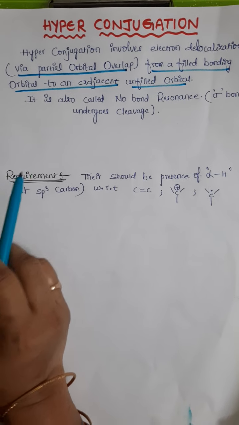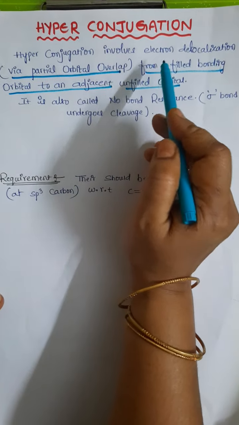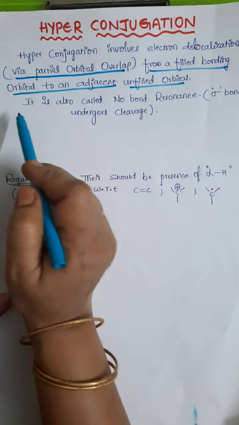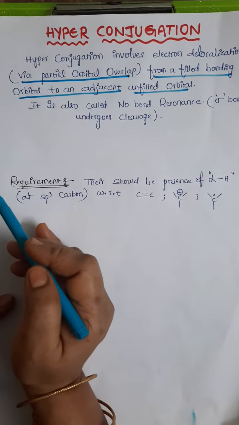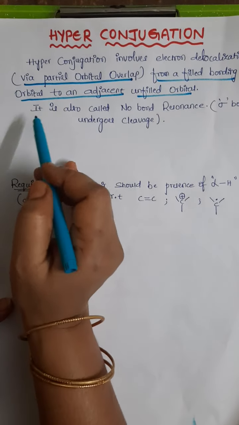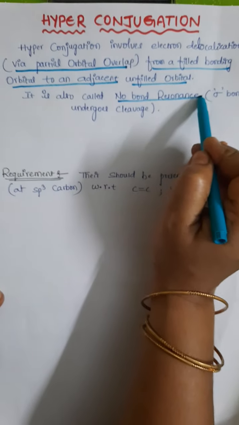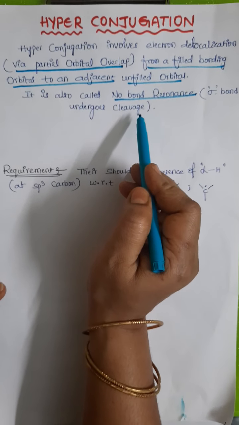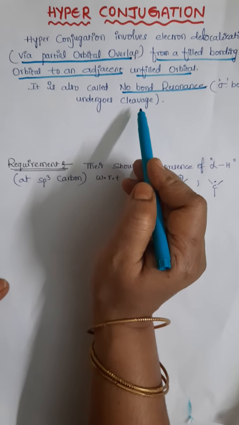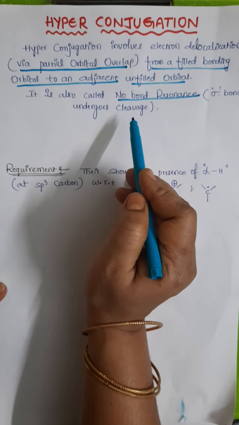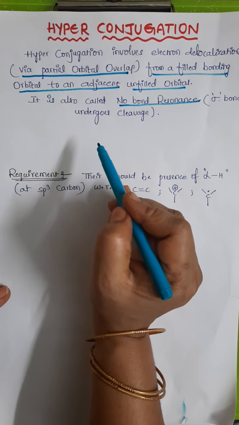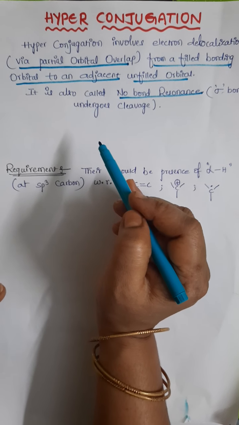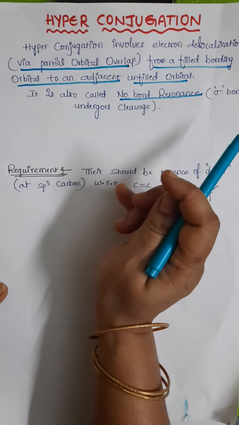Once again students, hyperconjugation involves electron delocalization from where to where? Filled bonding orbital to adjacent unfilled orbital. It is also called no bond resonance because the sigma bond undergoes cleavage. Generally in resonance, we see pi bonded electrons or a lone pair involved, but here it is the sigma bond that undergoes cleavage. That's why it is called no bond resonance.